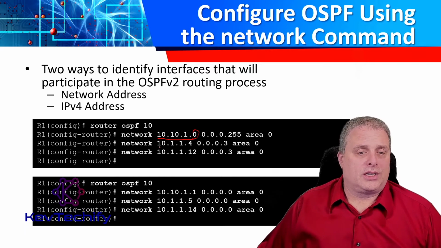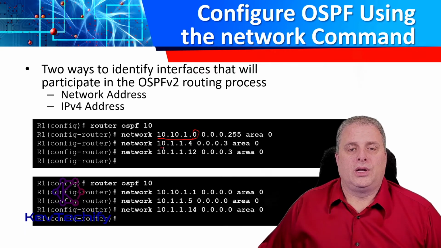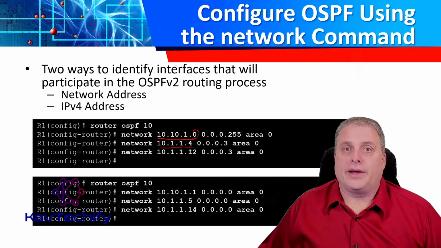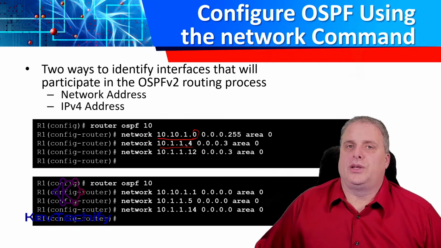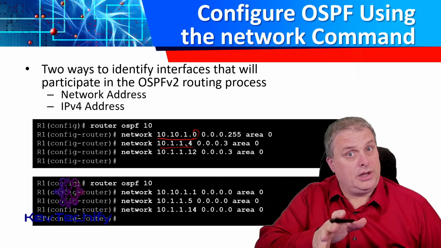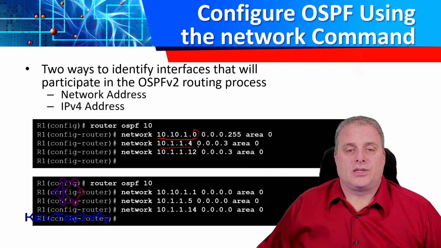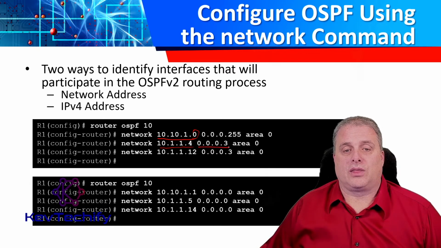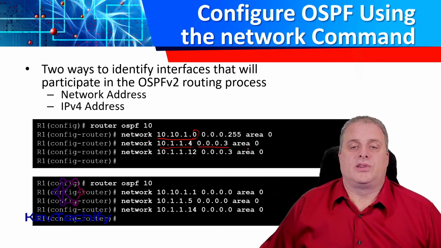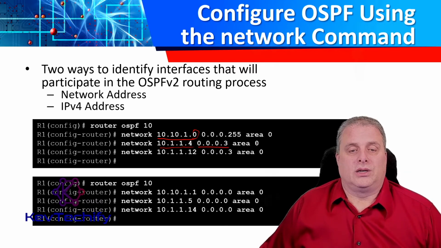Then we come down here to the next one where we include the 10.1.1.4 network. Yes, that is a network address because we're using that /30 there. Specify our wildcard mask. So based off of that /30 subnet, you calculate out your wildcard mask to be 0.0.0.3 and say, I want this to be in area 0.